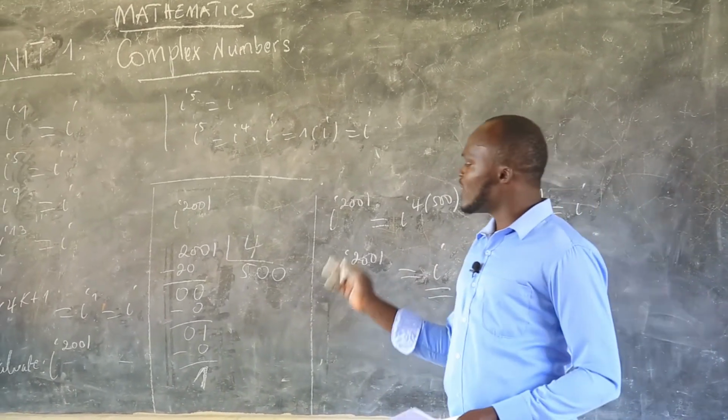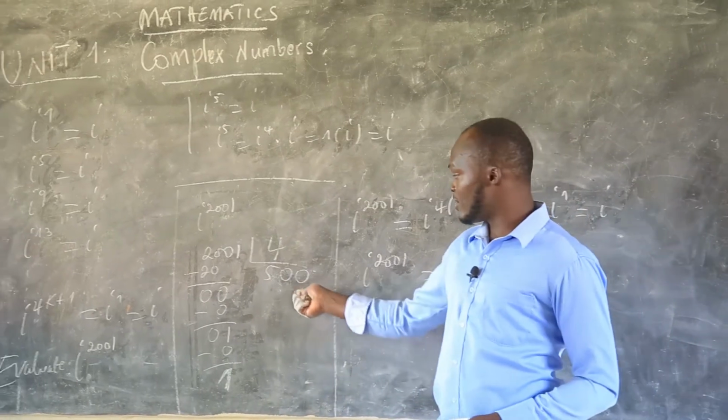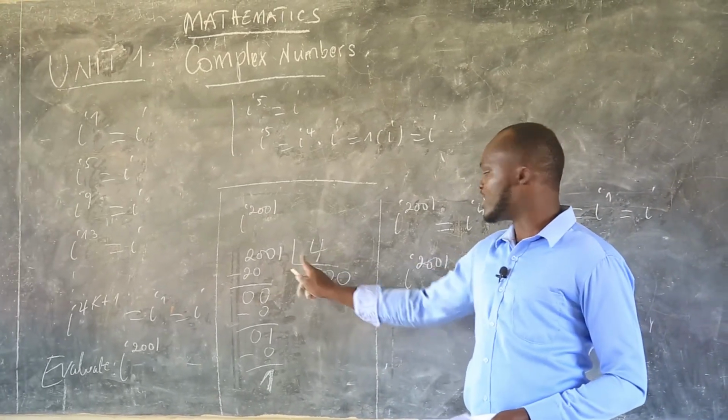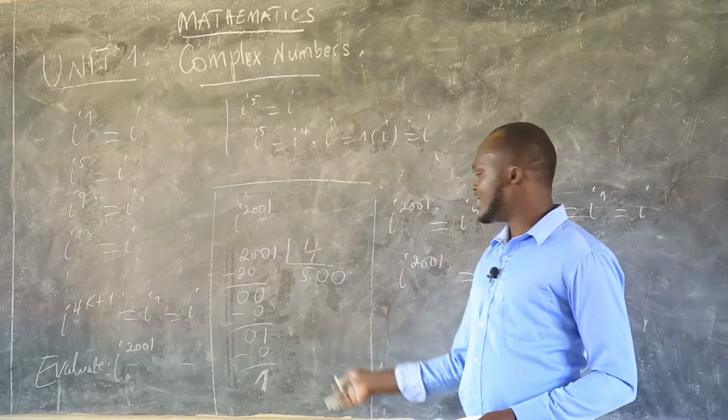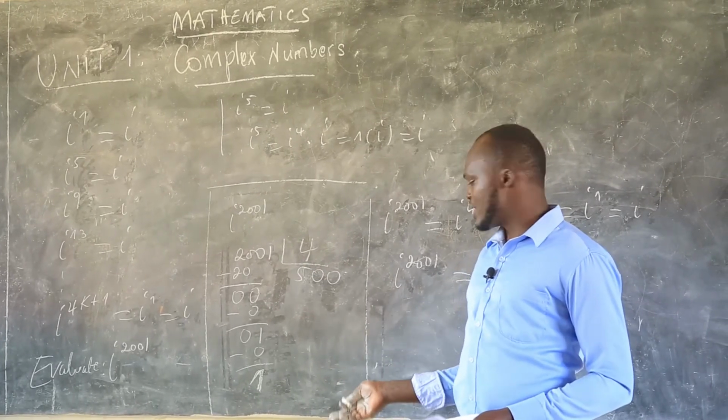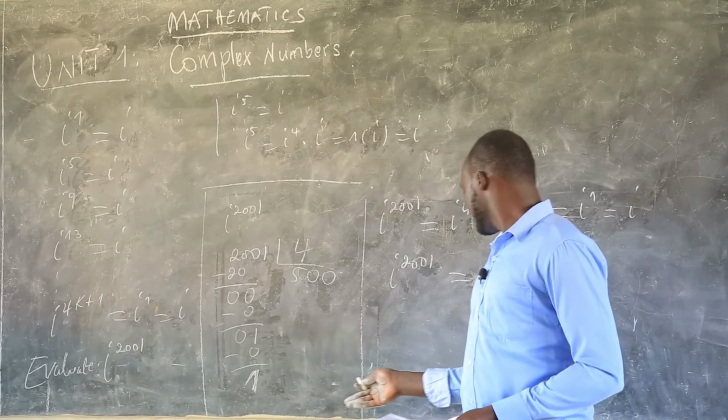So you are not allowed to use a calculator when you are taking 2001 divided by 4, because when you use a calculator, you get a decimal. It's better to use long division so that you can get the remainder.